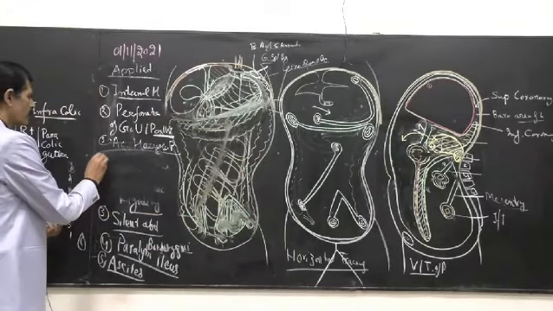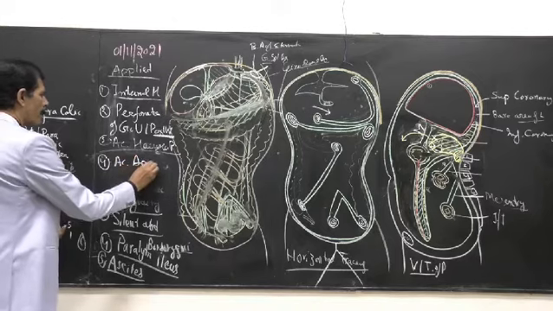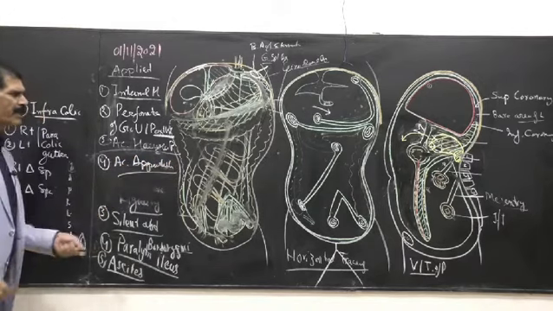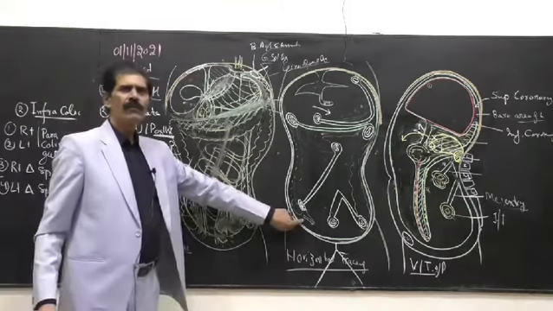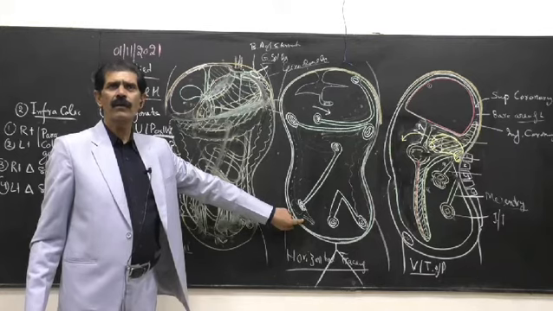Then fourth is acute appendicitis. In acute appendicitis, the patient has appendicitis, but very sensitive patients do not go to a doctor. They are lying comfortably at home, not consulting any doctor.